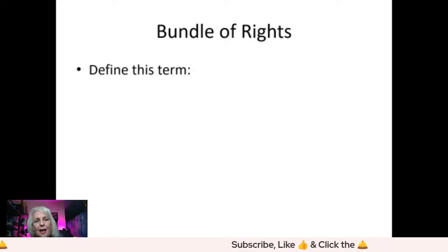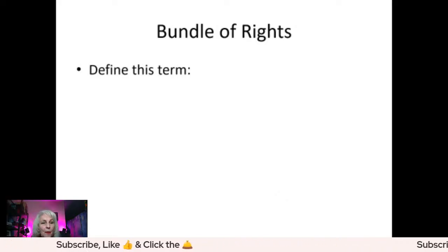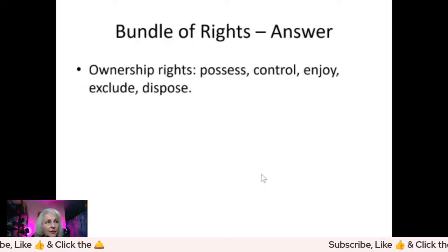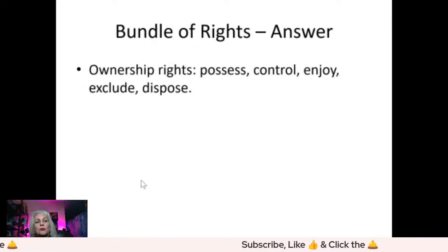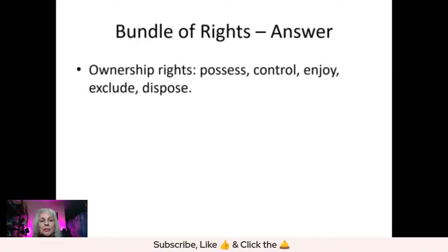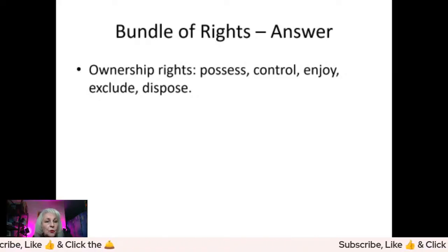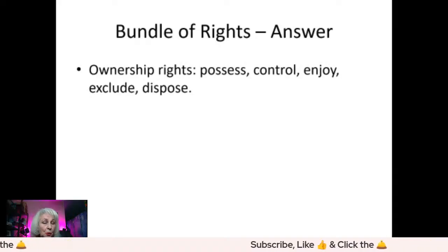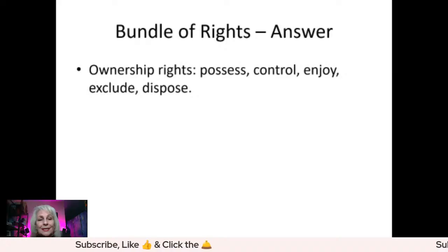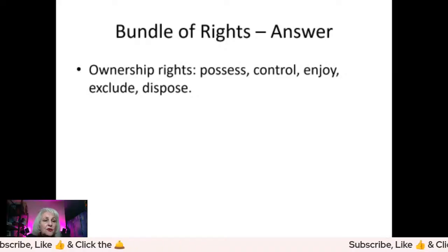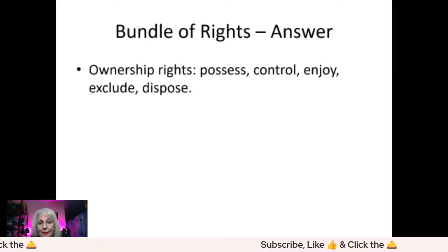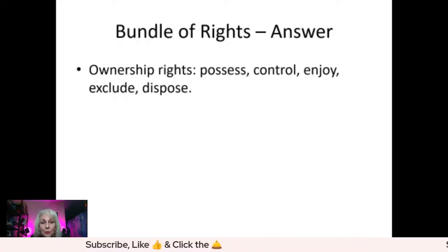Bundle of rights. So what kind of rights does an individual have when they own property? They have a whole bundle of them. And those are ownership rights: the right to possess, to control, to enjoy, to exclude, and to dispose. So they possess the whole land, and they get to use it and enjoy it. They control the use of that property. They can allow someone else to come onto the property, but they control the full use of the property.